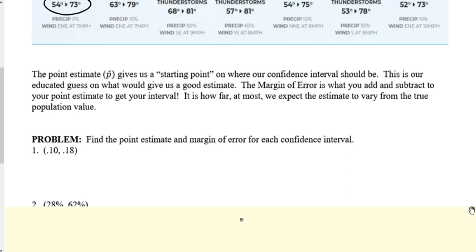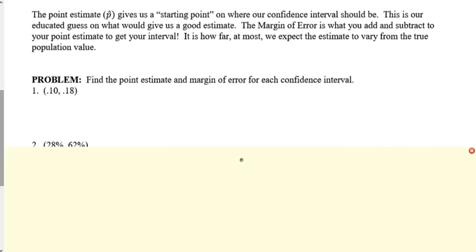So the point estimate gives us the starting point on where our confidence interval should be. This is an educated guess on what would be a good estimate. The margin of error is what you add or subtract to it to get your interval. It is how far at most we expect the estimate to vary from the true population value. So in this case, we're saying that the range is from 10 to 18%. Well, we need to find out where the point estimate is in the middle. So what do you think we're going to do with those two numbers?